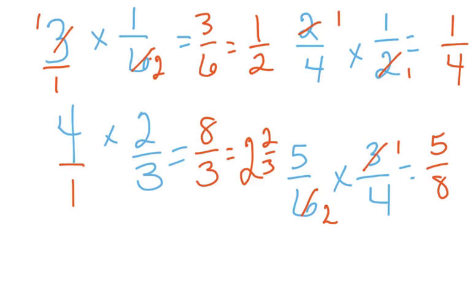Here I'm able to cross cancel. And again, I can multiply straight across and skip down to my simplified answer. Same thing here. I can simplify 3 and 6 and get immediately to my simplified answer.